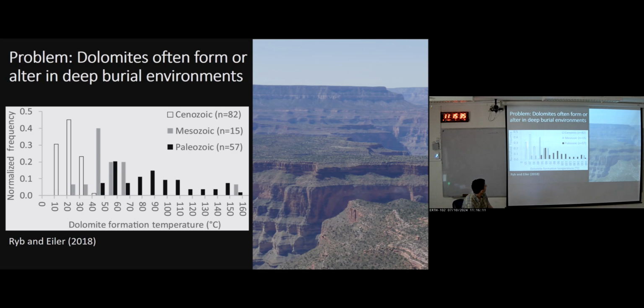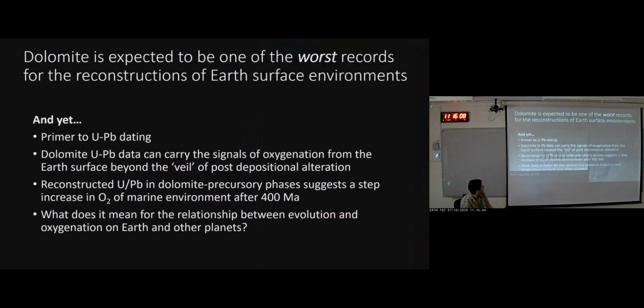And what you see here, just to exemplify that, is a histogram that I showed you last time I gave a talk here about 5 years ago, showing the formation temperature of dolomites. This is just frequency, based on clumped isotope thermometry. And what you can see is that the Mesozoic and Paleozoic dolomites are all very hot. They are hot because they tend to alter in deep crustal environments. Right? So this is not great. This is exactly what we're trying to avoid here.